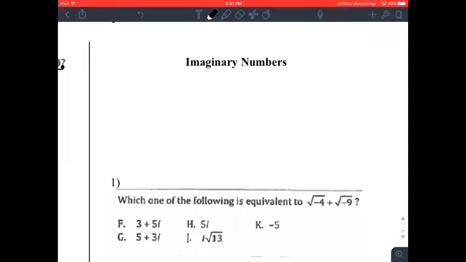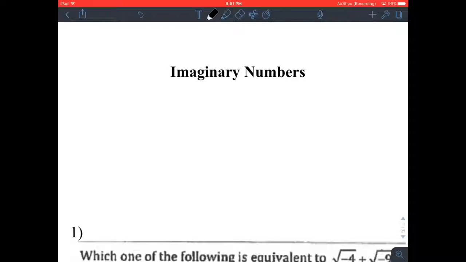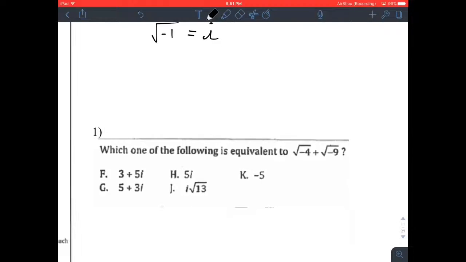Imaginary numbers. Here's the definition of an imaginary number. The square root of -1 is defined as i. That's it. Square root of -1 is defined as i.